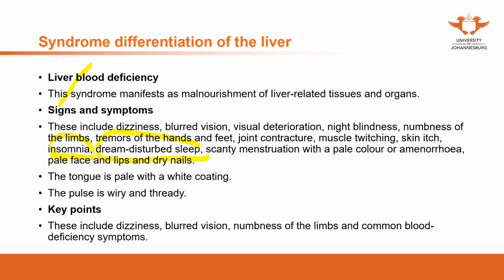The dream disturbed sleeping, scanty menstruation. So that's from the blood deficiency. Even amenorrhea, where there is no menstruation. The tongue is pale, the face is pale, with a white coating. That's from the blood deficiency. And why the menstruation problem? That's because of the liver problem.